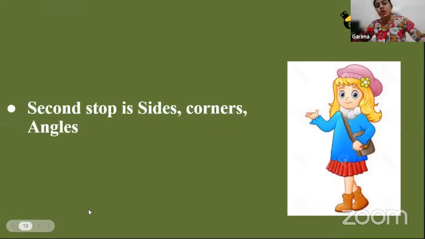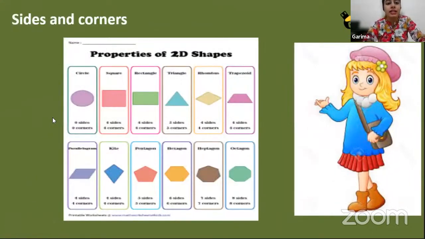So our second stop is sides, corners and angles. Now I will just click here. Now let's see sides and corners. Sides are straight lines that make a flat shape. For example, here we can see a square. A square has 4 sides, 4 lines. So we can say 4 sides. Square has 4 sides. And what is a corner?